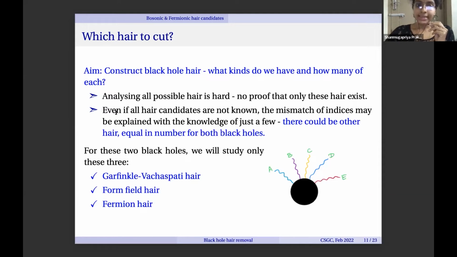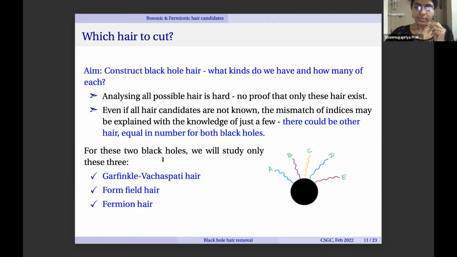And furthermore, even if all the hair candidates are not known, sufficient hair removal can be done to obtain perfect matching of indices. This point means that there could be other hair which are equal in number and of the same type for both the black holes. And because of that, they will give rise to equal contribution to both the black holes. Therefore, their presence or absence does not matter for our purposes. So this is what we will do.